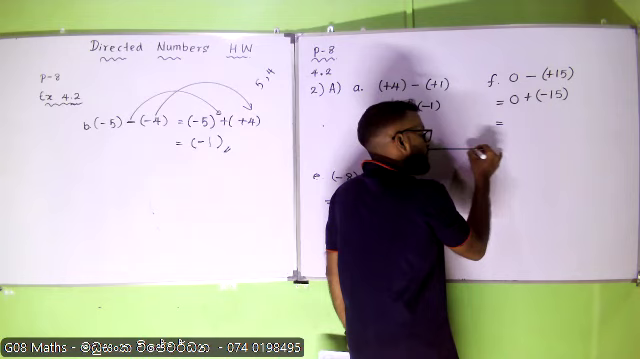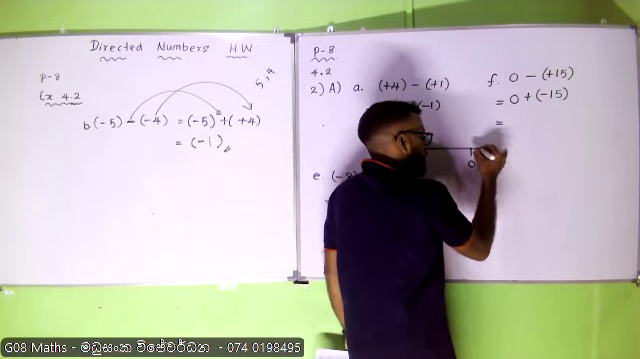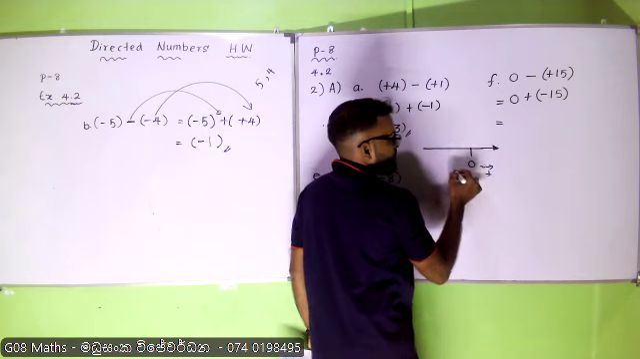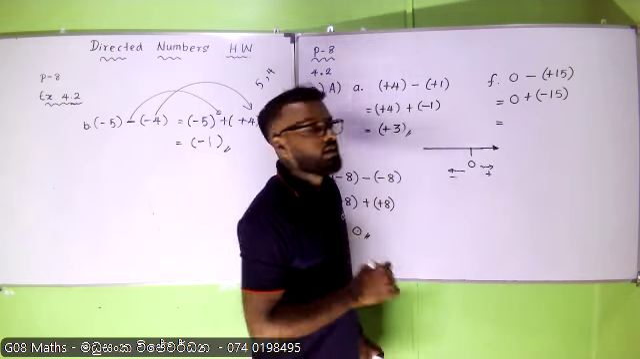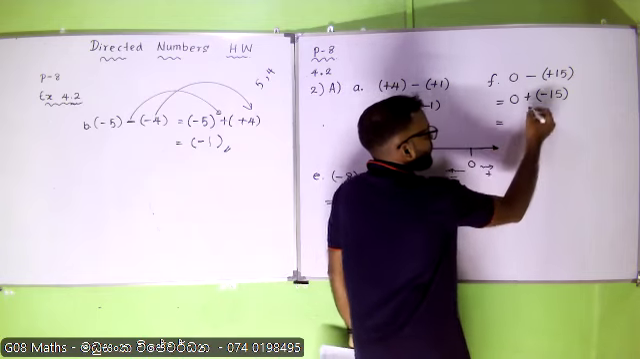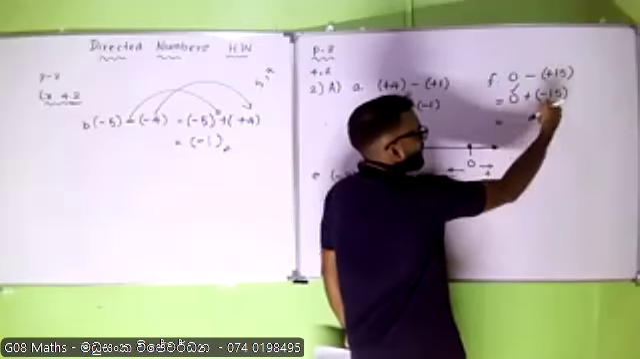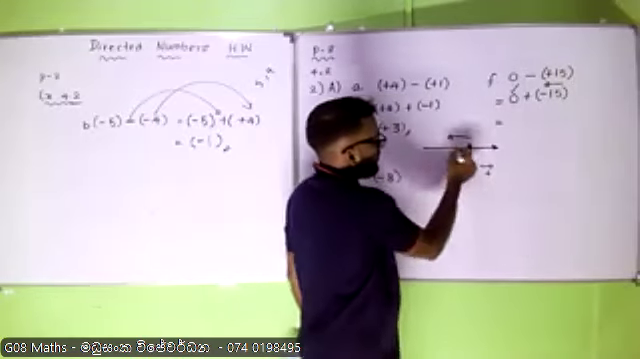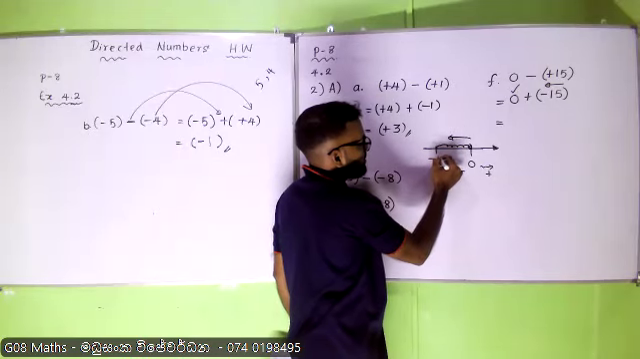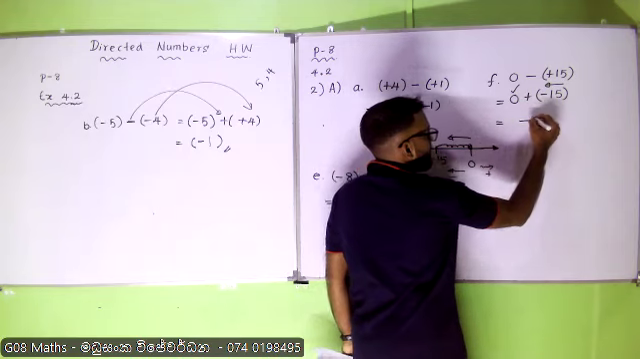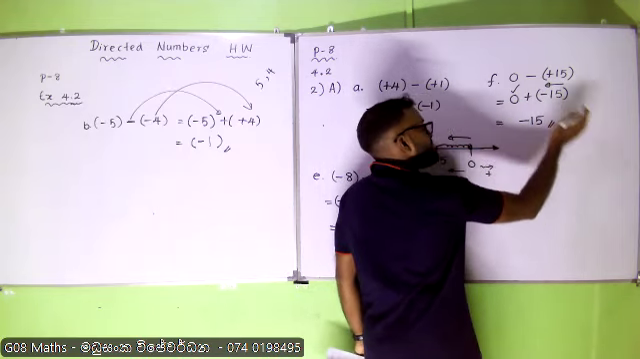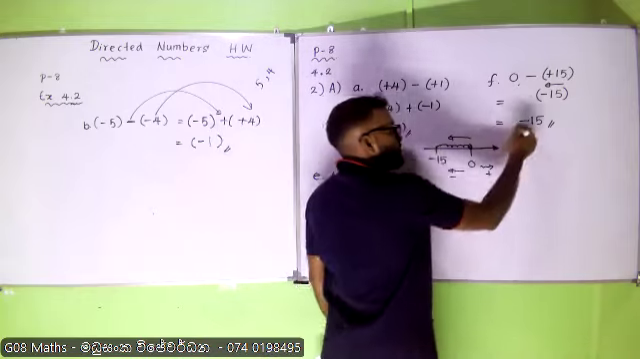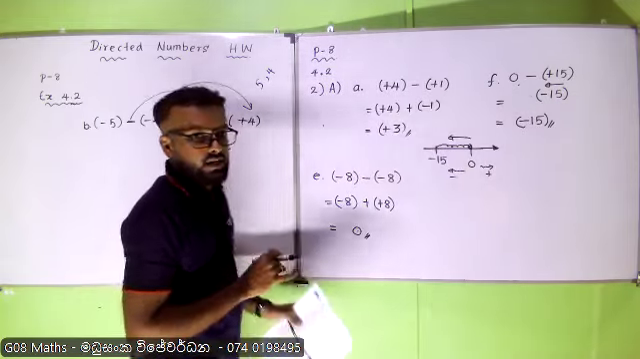That means if I show you it in a number line, this is your 0. To this side, you have to go for the positive numbers. To this side, you have to go for the negative numbers. So if you have 0 here, you have to go for the negative side. How many times you have to jump? 15 times. So this is negative 15. So your answer is negative 15. That means just forget the 0. If you have 0 in front of that, just forget it. Your answer is this.